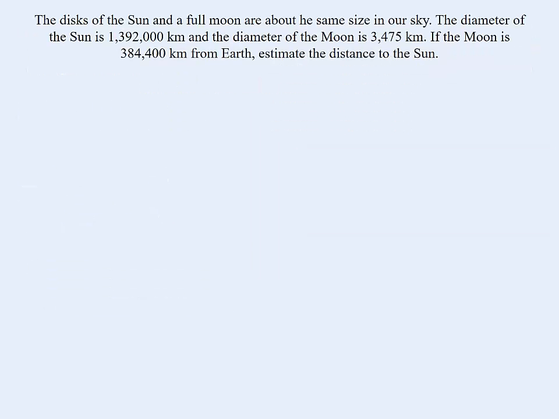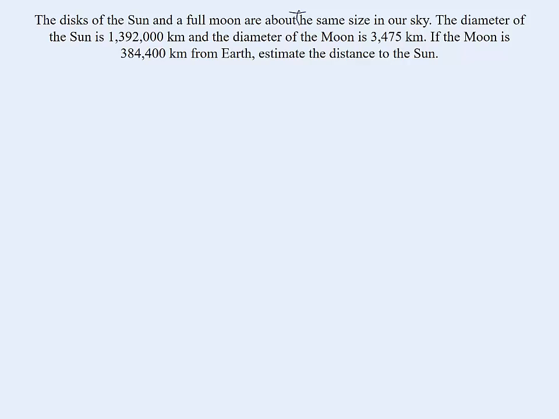Let's do another one. The disks of the sun and a full moon are about the same size in our sky. The diameter of the sun is 1,392,000 kilometers, and the diameter of the moon is 3,475 kilometers. If the moon is approximately 384,400 kilometers from the Earth, estimate the distance to the sun.